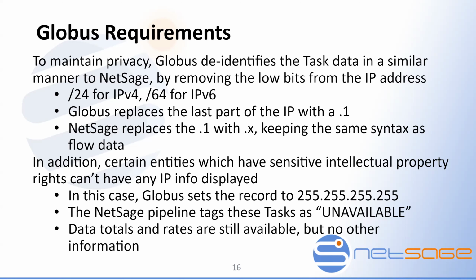The entities that we talked about that have sensitive intellectual property, we just had Globus set the IP to quad 255, which is technically a legal IP address, but it's a broadcast address. You're never going to see traffic on that in the wild. So if we see that IP address, the pipeline just grabs it, tags it as unavailable, and we move on with our lives. But we do like the fact that we still have the complete data totals in there so we can see transfer totals and we can have those reflected when we're looking at average transfer rates. We can lump all that in as well.